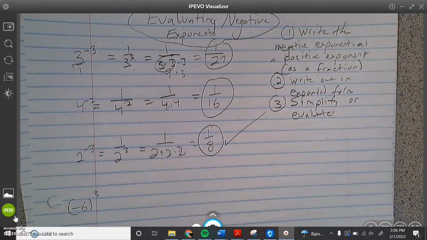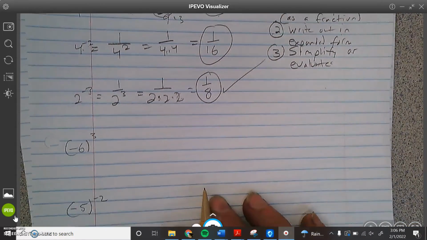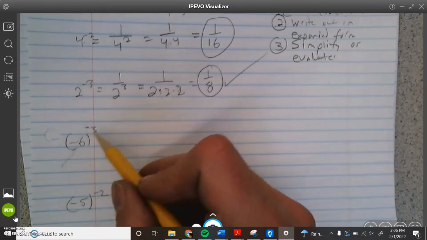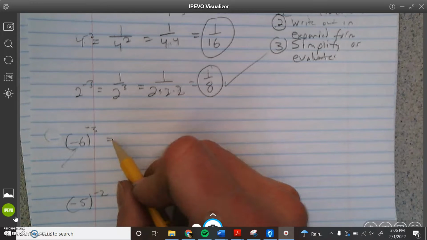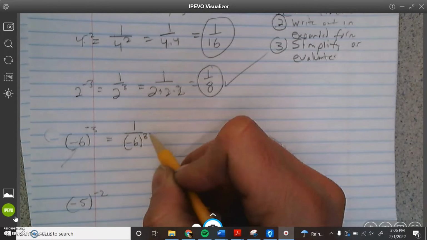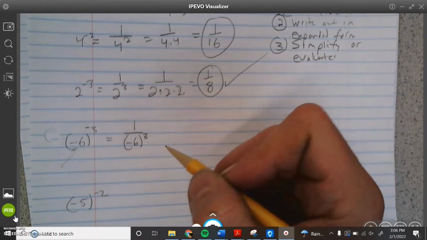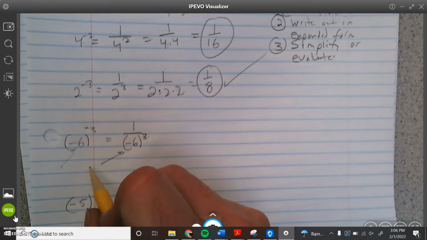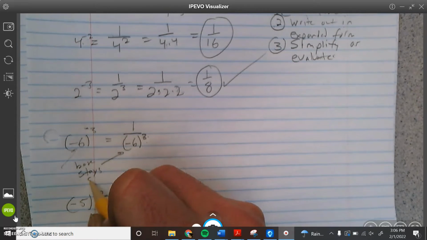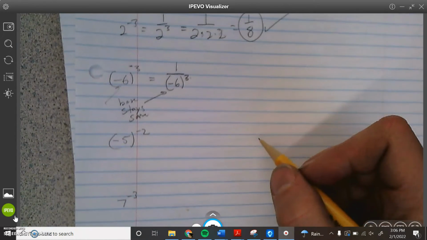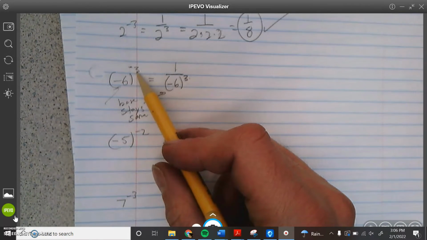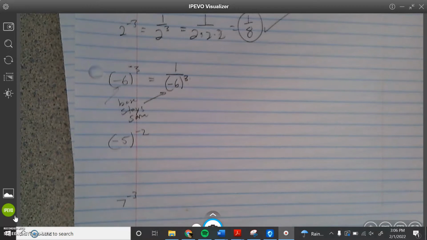Good work. All right, now what happens if we have a negative base? This is the base right here, and that's the exponent. When you write it as a positive exponent, the base always stays the same, but the exponent changes to a positive when I bring it down to the denominator. Write a little note to yourself: base stays the same. So negative 6 stays negative 6. I didn't change that, but the exponent negative 3 actually changes to 3.